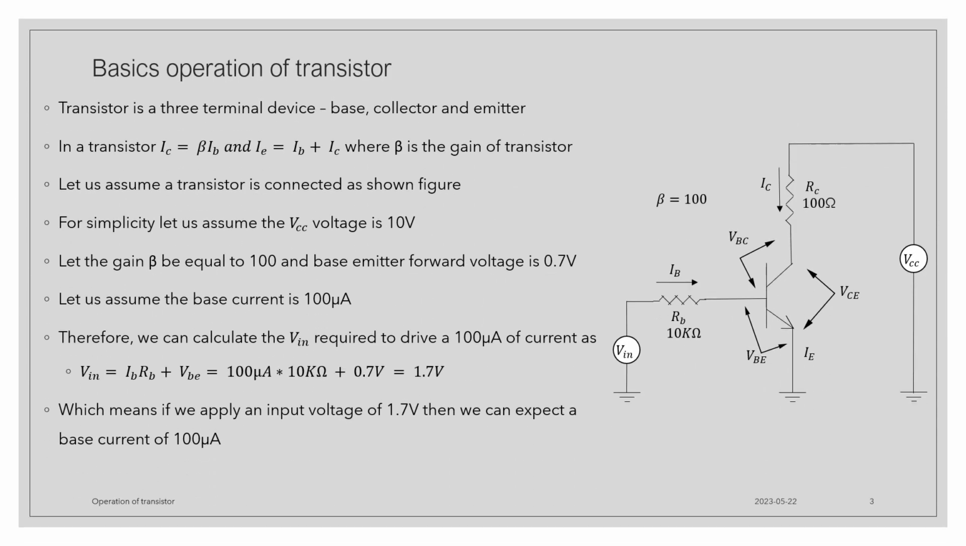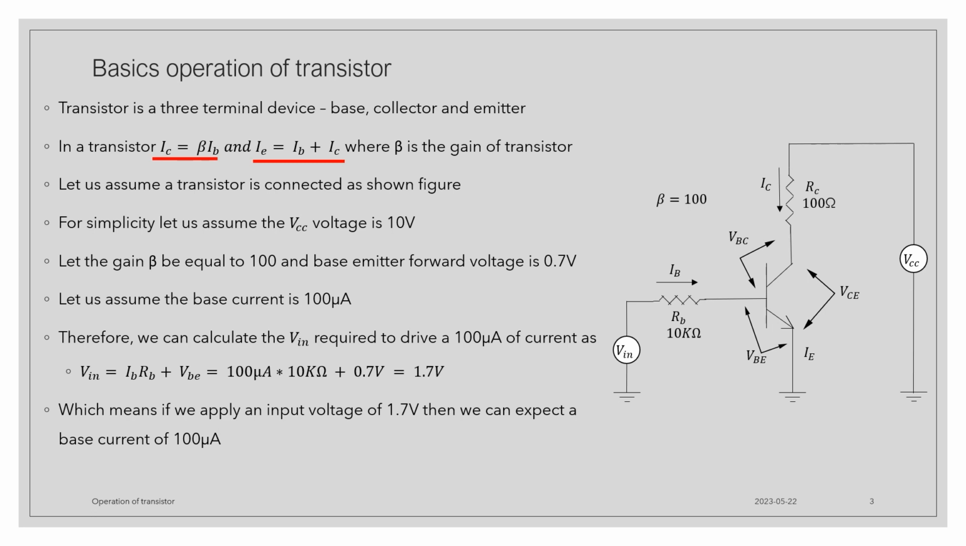A transistor is a three-terminal device with base, collector and emitter. The collector current of a transistor is given as beta into IB, where beta is the gain of the transistor and IB is the base current. The emitter current is a sum total of collector current and base current.